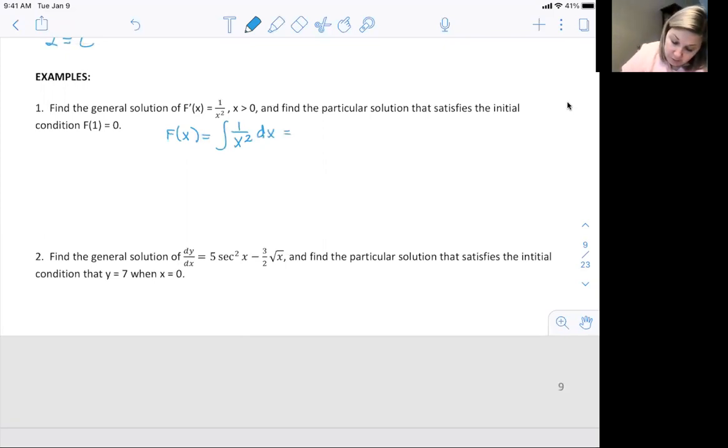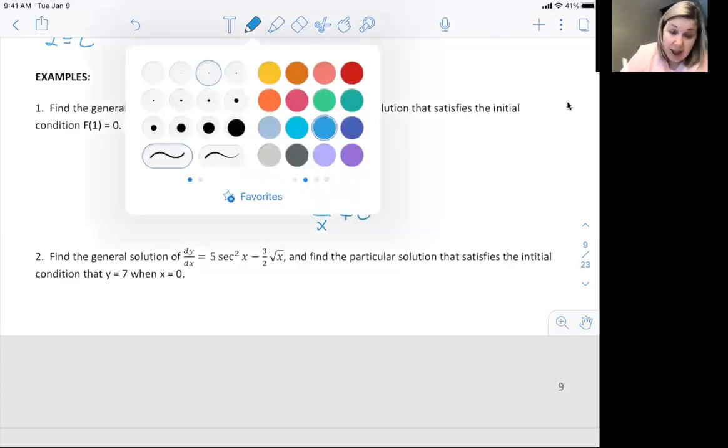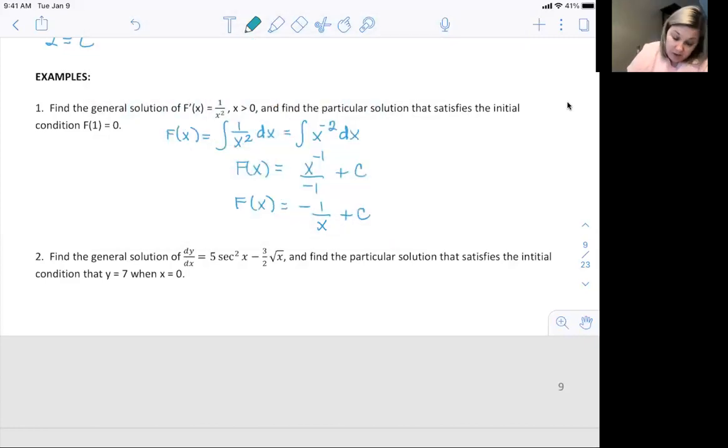And remember, in order to use the power rule, we need to rewrite that using negative exponents. So for f of x, we add 1 to the exponent. That makes it x to the negative 1. Divide by the new exponent, which was negative 1, plus c. So we get for our general solution, negative 1 over x plus c. Now, we need to determine the particular solution using the initial condition that we have been given. f of 1 is equal to 0. So when x is 1, f of x is 0.